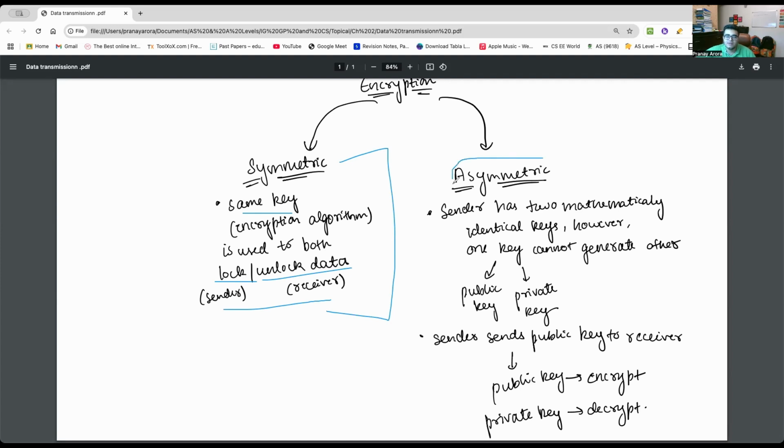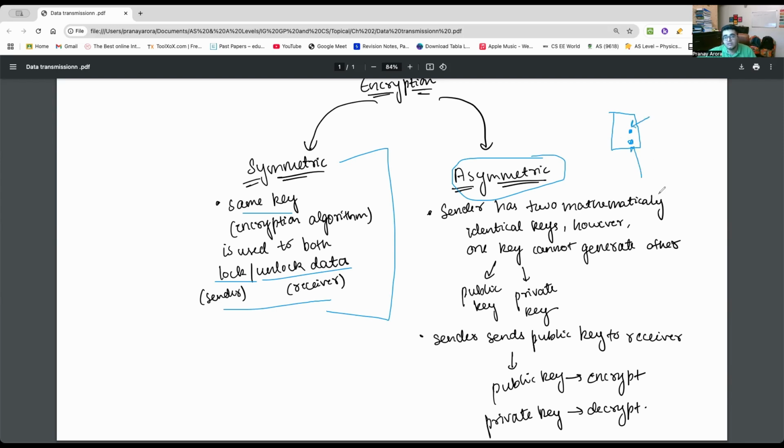Coming on to asymmetric encryption. To explain asymmetric encryption, I always give an example of banks. If you have a locker at a bank, the locker will include two keyholes. One key is with you and one key is with the bank. So if you want to unlock your locker, the bank would have to put their key and you would also have to put your key. Both keys need to be put in to unlock the locker, and both keys are different. Both keyholes are different, the shapes are different. When both keys are entered, only then will the locker be opened.